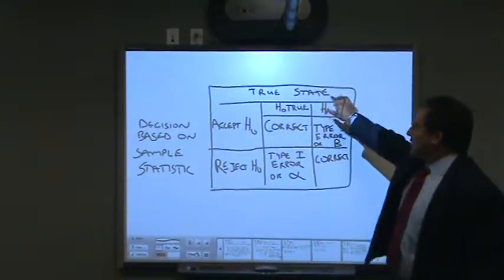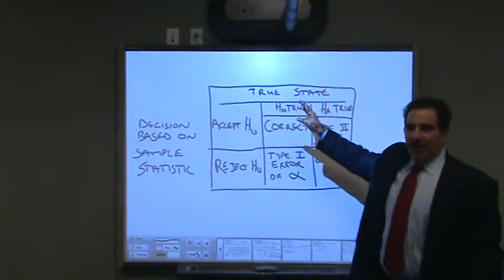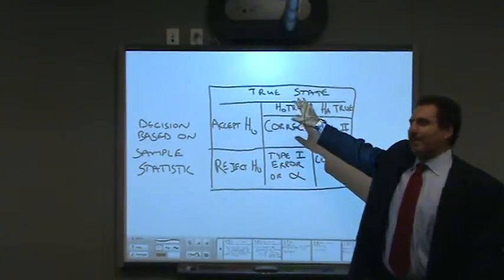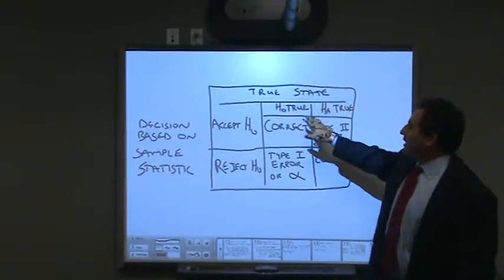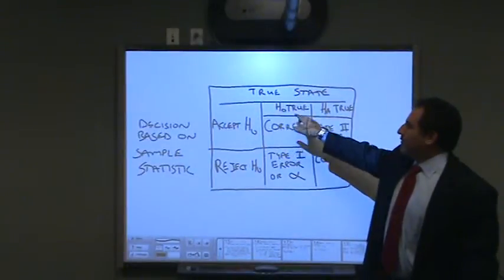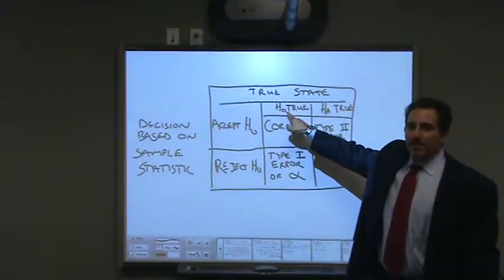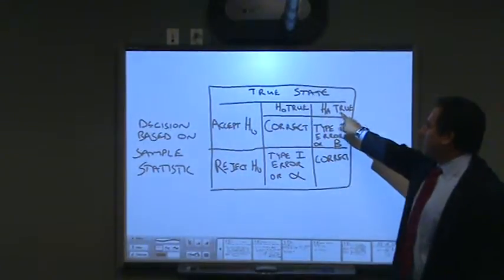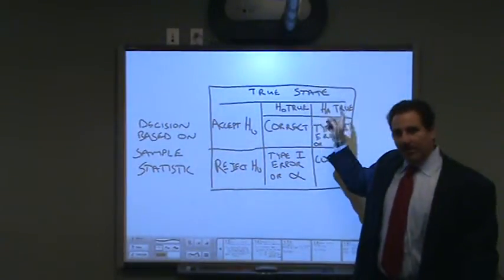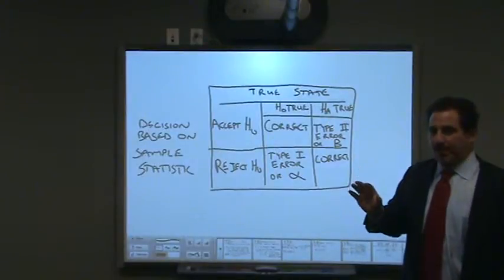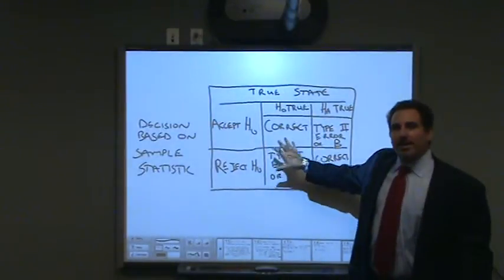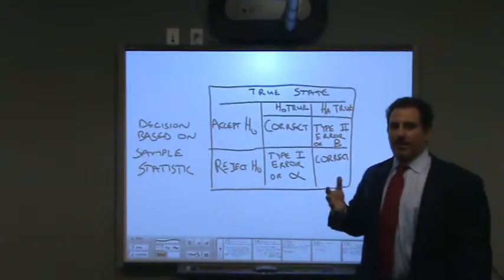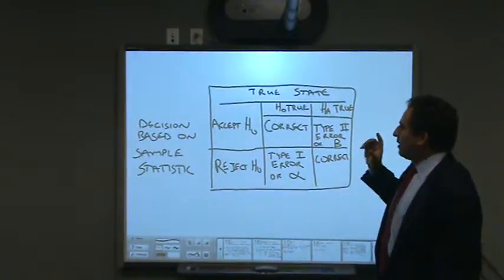Now, this is something that we can never know for sure, but let's just say that we could know it. What is the true state in the world? And let's say that we know, for example, that the null hypothesis is true, that there's no difference between the groups, or we know that the alternate hypothesis is true, that there is a difference between the groups. Okay, there are four possible situations that could occur when we run our experiment and come to our conclusions.